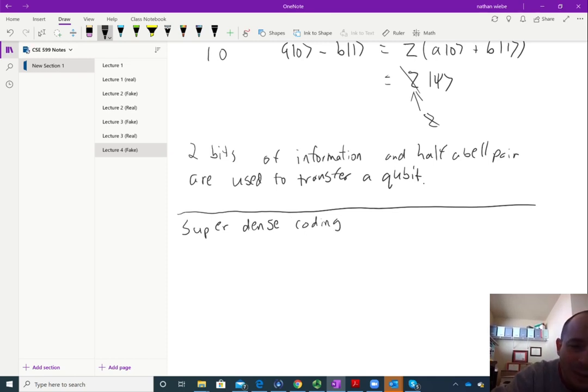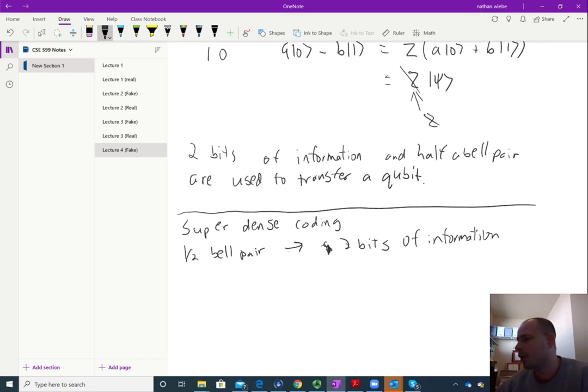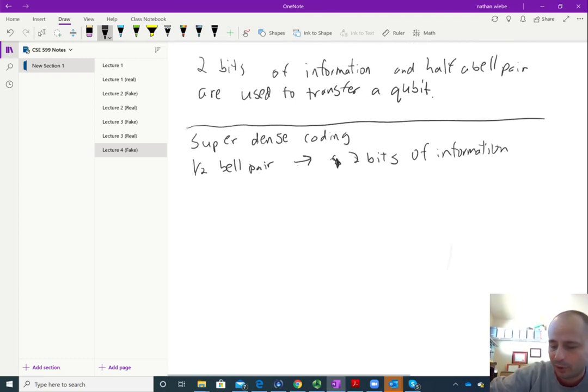And the idea basically behind this is that you want to send half a Bell pair to send 2 bits of information between Alice and Bob. Okay? And so the circuit for superdense coding is actually very similar.